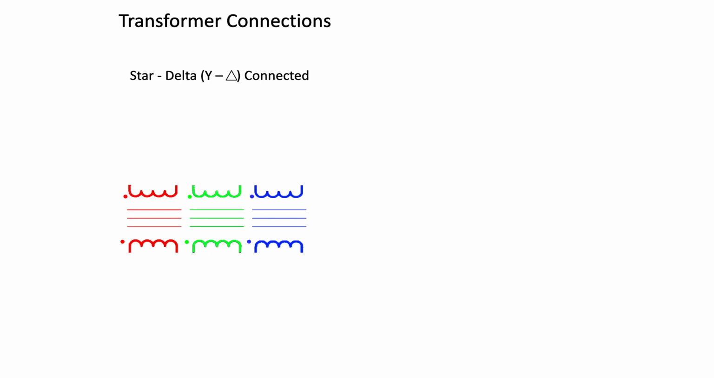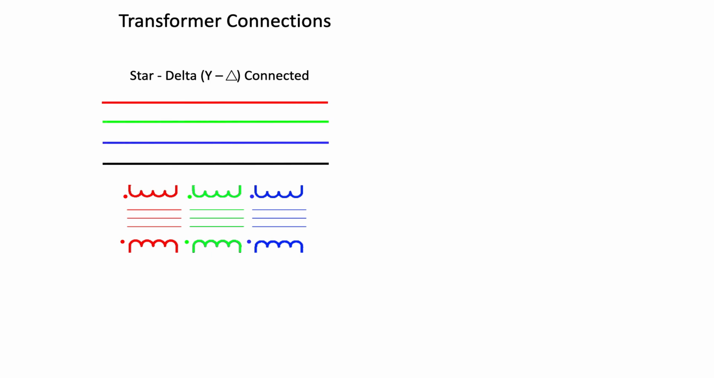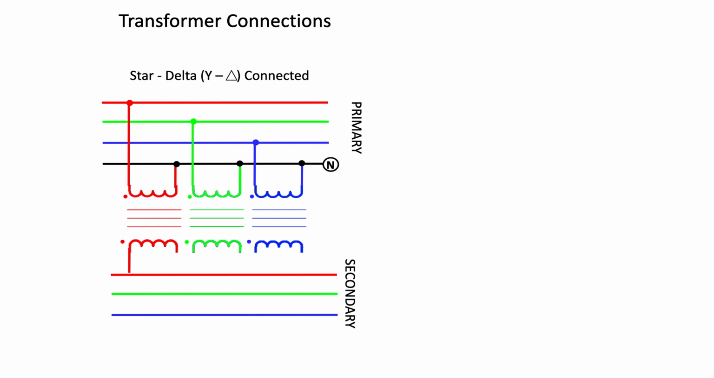One terminal of the primary terminals are connected to the system lines or buses, and the other terminals are connected together to form a primary neutral. In the secondary of the transformer, one terminal of the secondary terminals are connected to the system lines, buses, etc. The other terminals are connected to the adjacent secondary terminals.